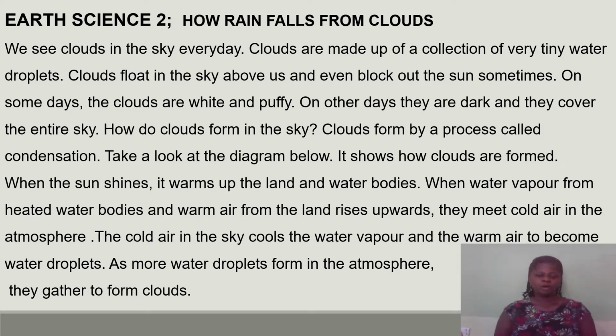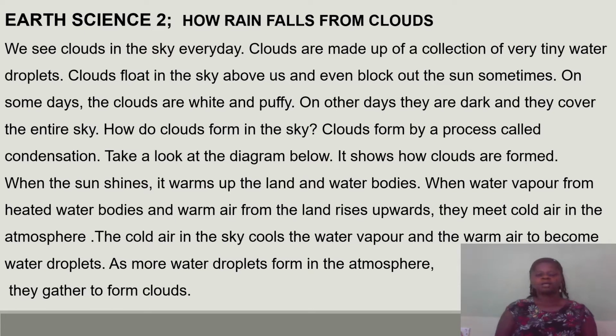Okay, so welcome again. Now this is lesson 2 on earth science, and basically in lesson 2 we are going to look at how rain falls from the clouds. What happens before the rain falls, what causes the rain to fall, and what are the things that go into the formation of rain.